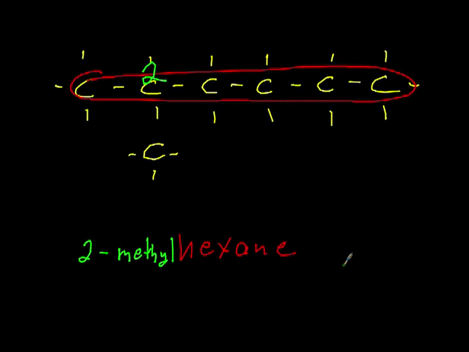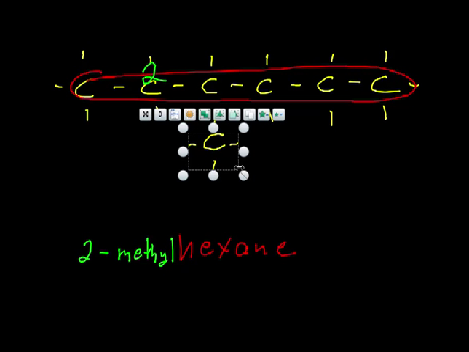That would be what we'd call this. What would happen if I moved the methyl group to that carbon instead? Would it still be 2-methylhexane? No, in that case it would be 3-methylhexane. I moved it over one to the third carbon. It's now 3-methylhexane.